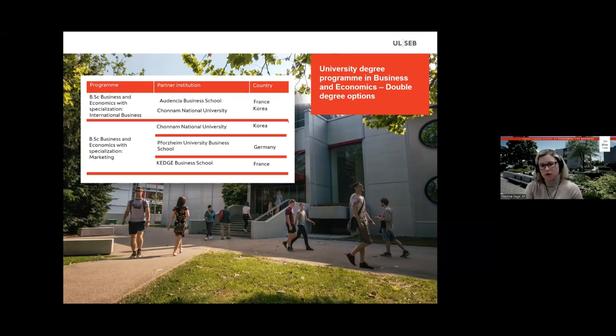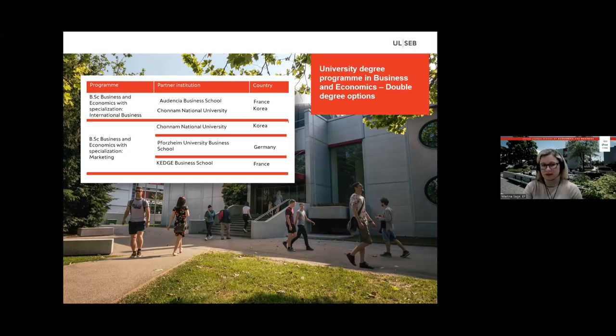you will choose which school you want to spend the third year. And you can see here on the slide, if you are on the specialization international business, you have 2 possibilities to go to France, to our very top business school in Europe, Audencia Business School, or into Korea to Chonnam National University.